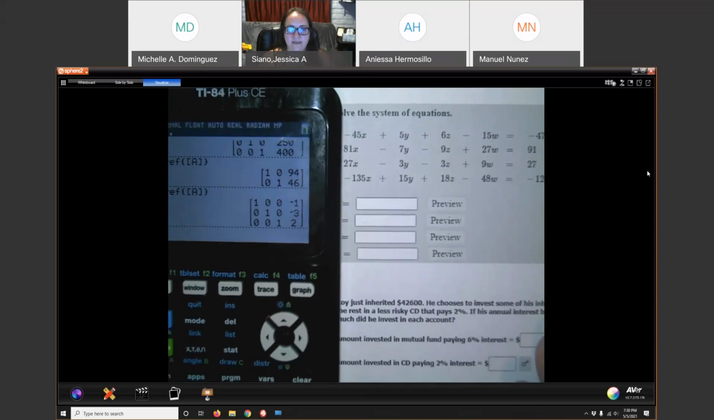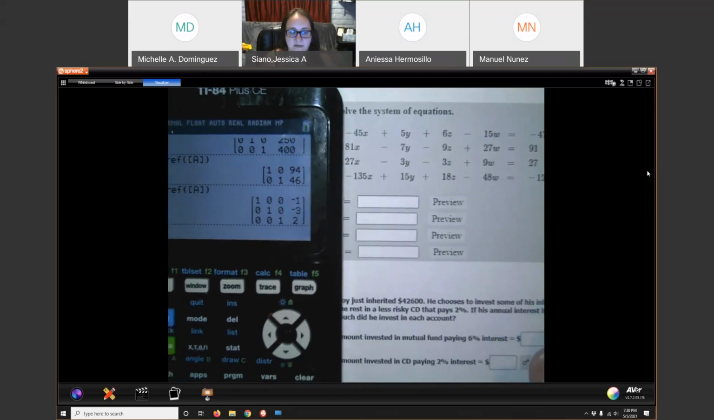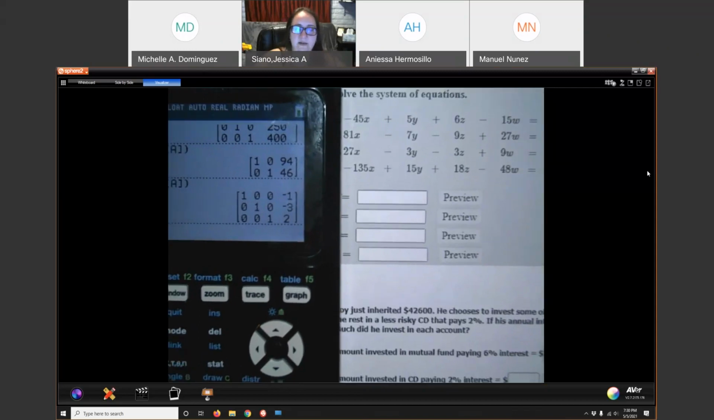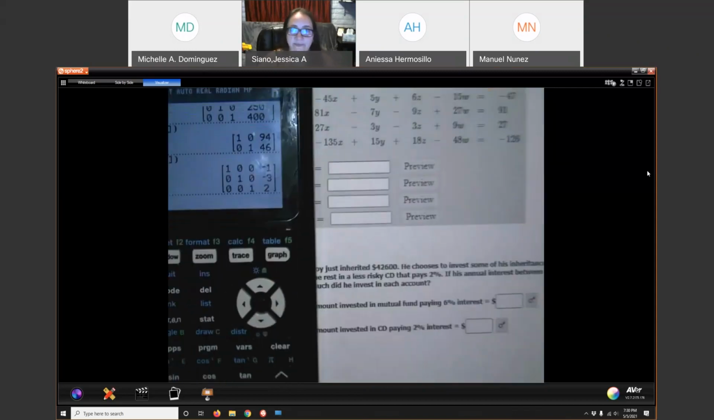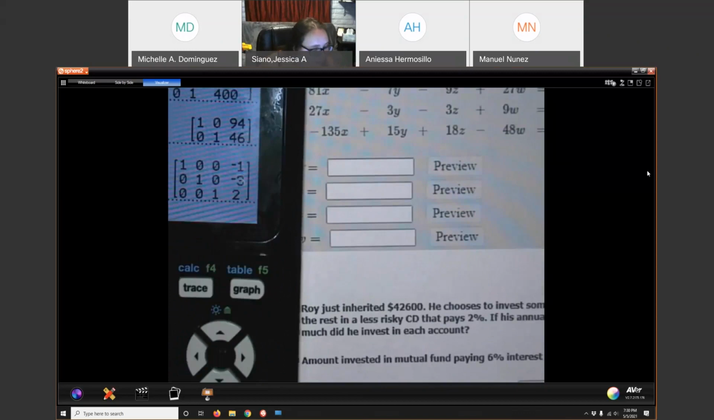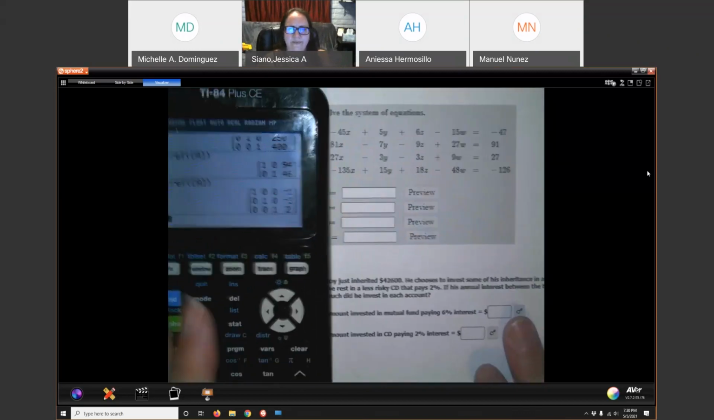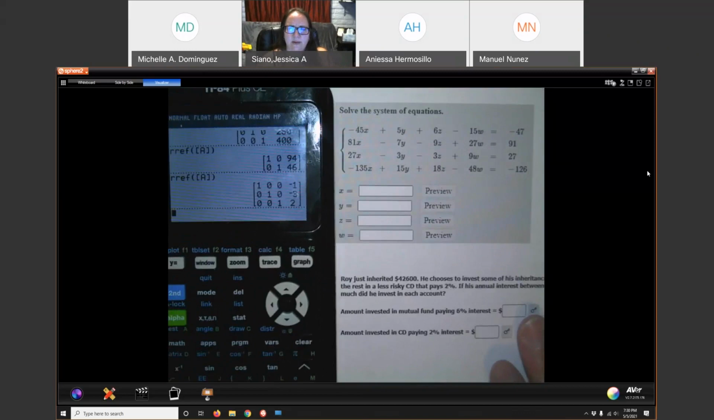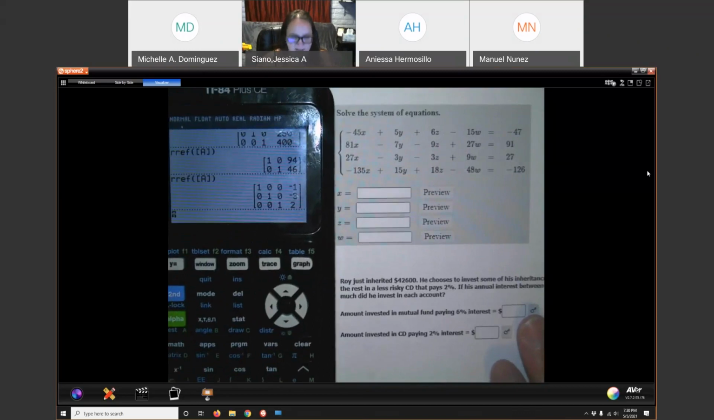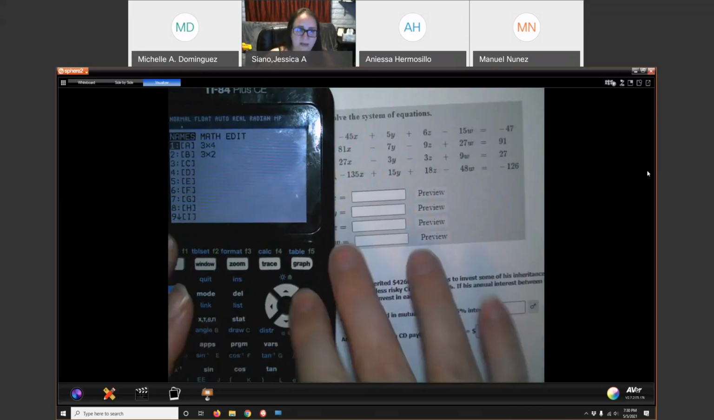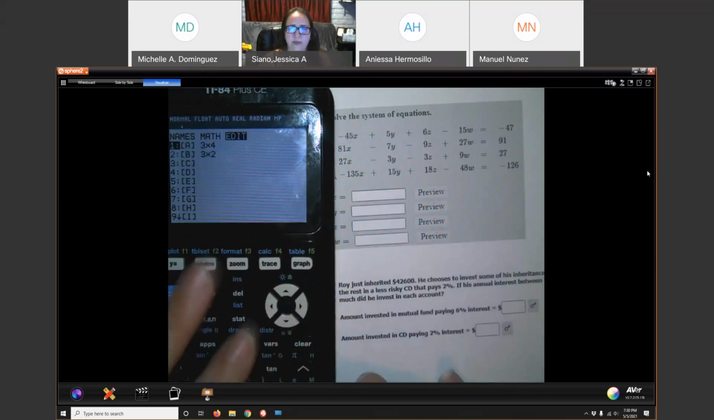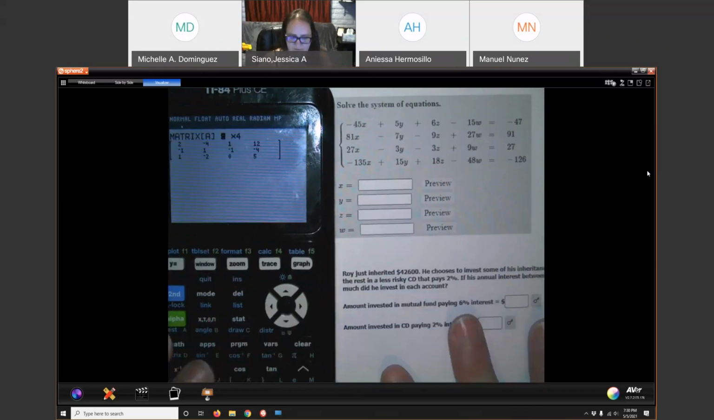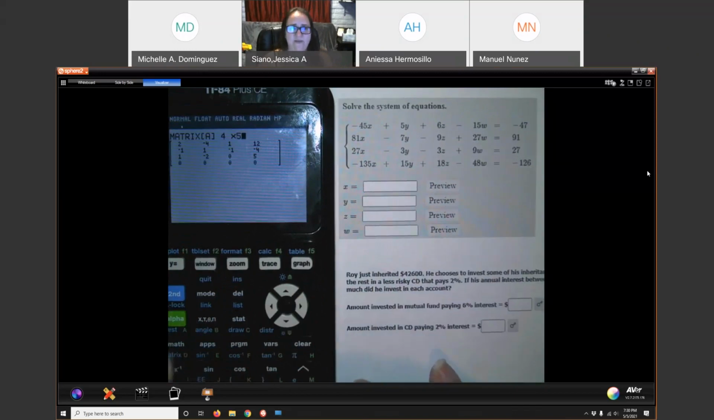So I'm going to put this in as a matrix. Second, that's not what I wanted. Not what I wanted either. There we go. Second and the x^-1. Edit. This one has 4 rows and 5 columns. Negative 45, 5, 6, negative 15, negative 47.